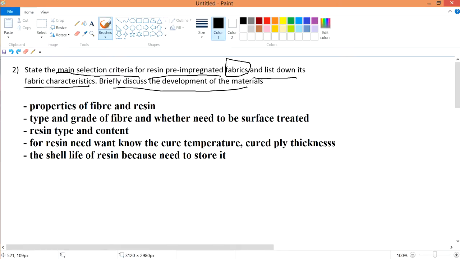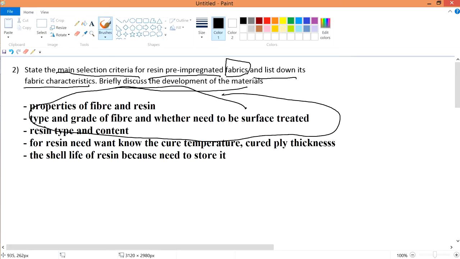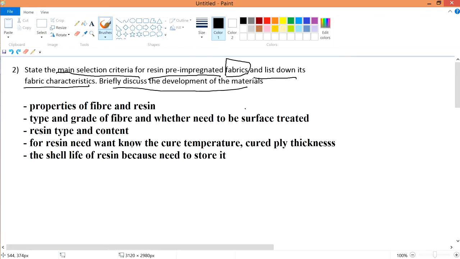Alright, so whenever they ask you to select certain stuff, take note that straight away you know that you need the properties of a fiber and your resin. These are the standard things. The resin type, the fiber type, the grade of the fiber. These three things are quite common, even for other materials.